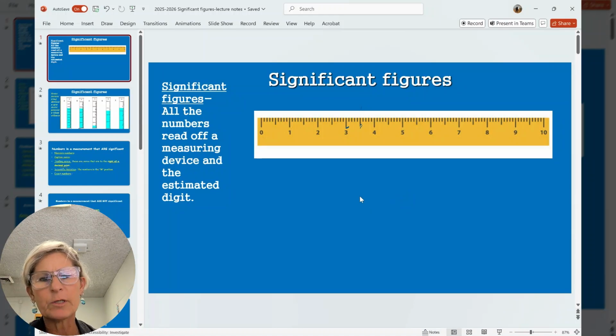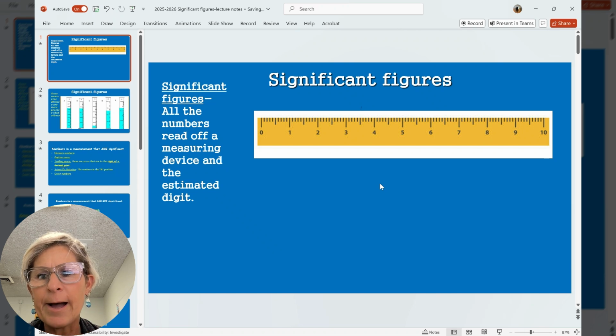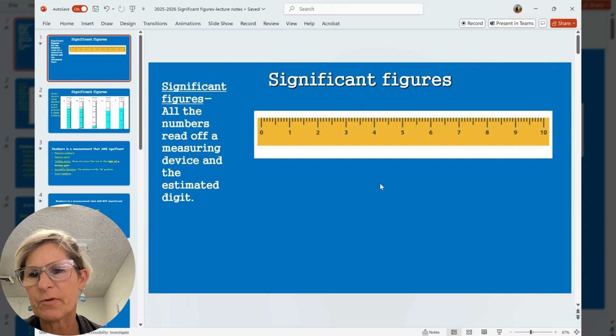Okay, everybody, I wanted to talk a little bit about significant figures here and give you a few examples. I'm going to do this in two videos. The first one is going to be just what are sig figs, which numbers are significant in measurements, and which are not. And then the second one is going to be calculations with significant figures.